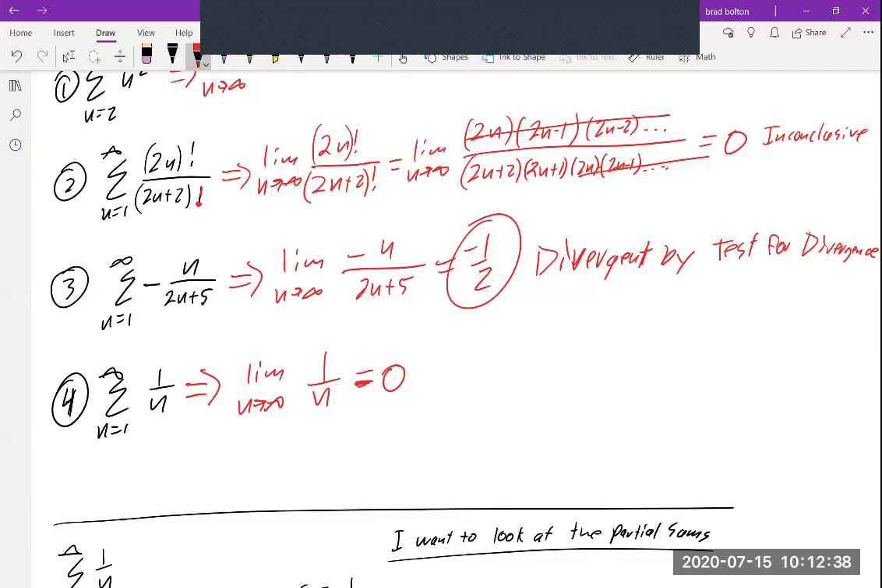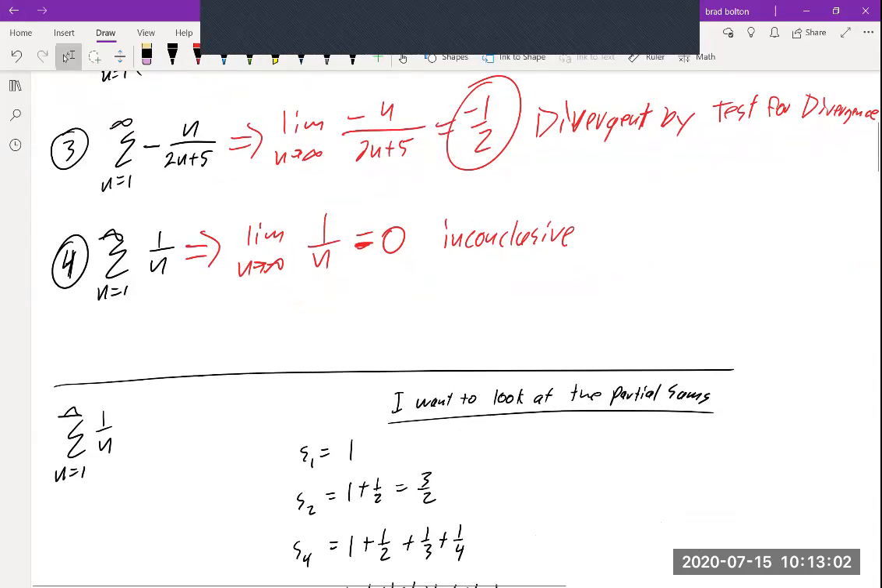Some sequences have a limit that equals 0 and their series is also convergent. Some sequences have a limit that equals 0 and their series is divergent. This is one of those first ones, one of the basic ones. So this test is inconclusive. We need another test for this one, okay?